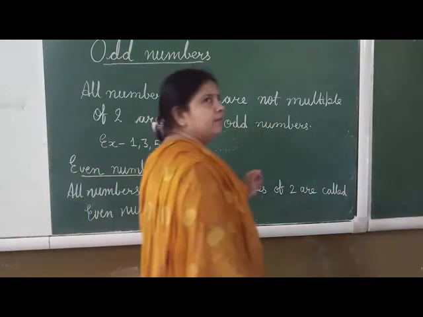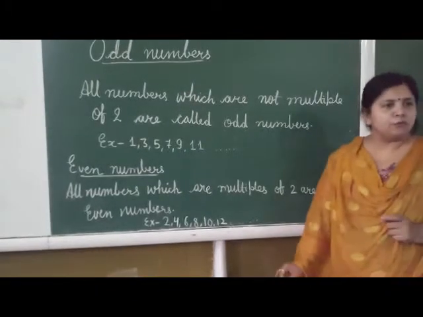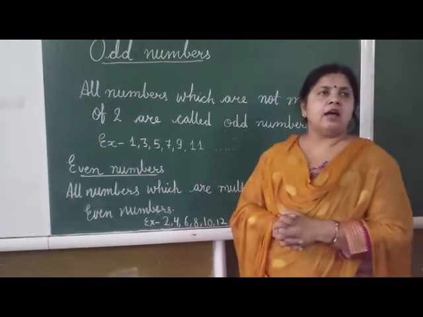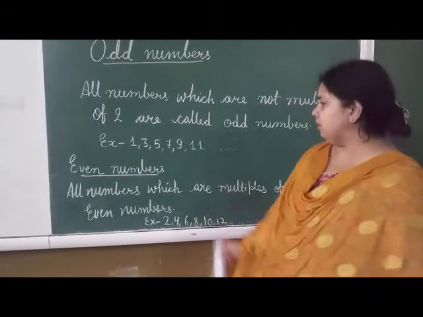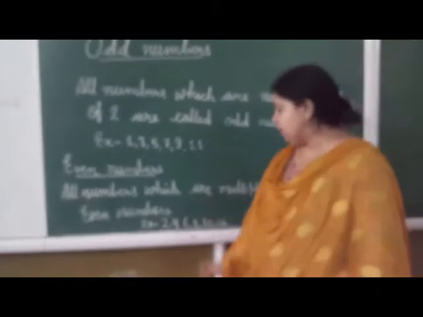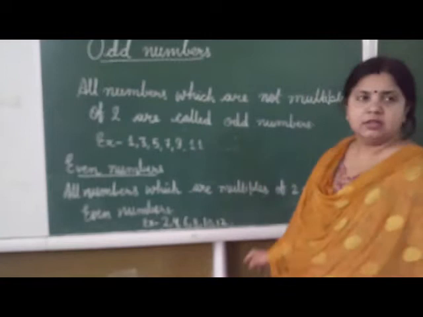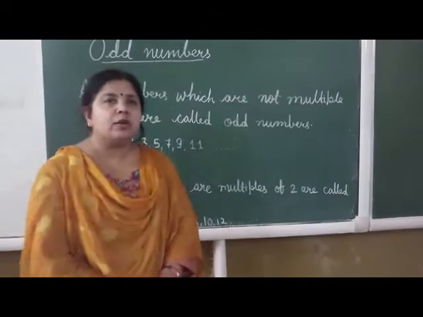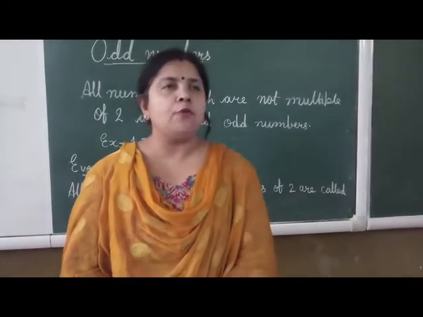After 11, 12 is not an odd number because it is a multiple of 2. But 11 is an odd number and 13 is also an odd number. Now even numbers. All numbers which are multiples of 2 are called even numbers. Like 2, 4, 6, 8, 10, 12 and so on. So students, odd numbers are those which are not multiples of 2 and even numbers are those which are multiples of 2.